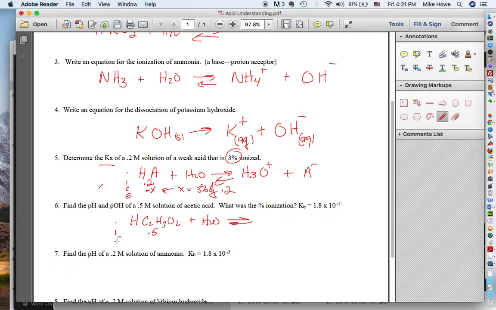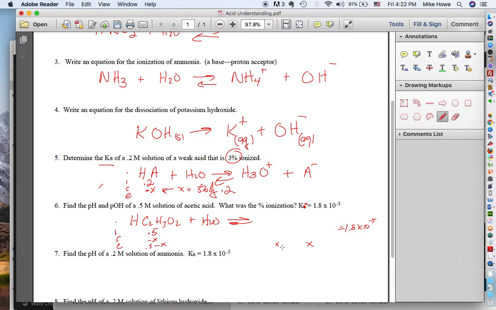So this is an ICE problem. So it's 0.5. You're going to take away X amount. And at equilibrium, you have 0.5 minus X. For the things that are over here, you'll have X and X. You know the ionization constant. And this is a mistake right here. This should say Ka. So fix that mistake. So Ka is that. So 1.8 times 10 to the negative fifth is equal to products divided by reactants.